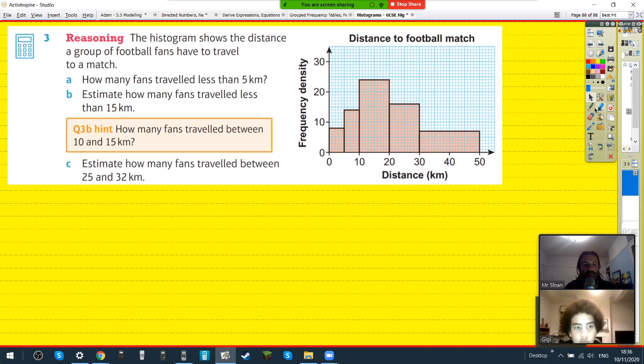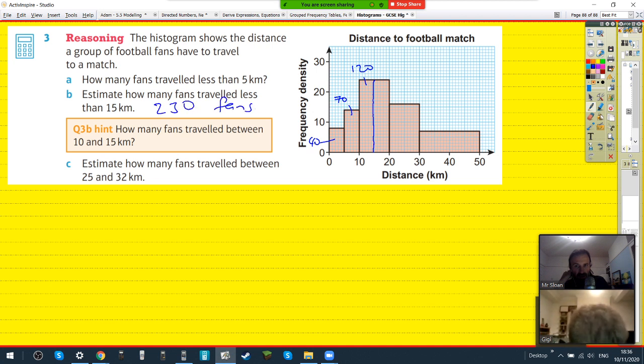Would it be 230? Let's see. So this bit here was 40. I think this bit here is 70, is it? Yeah. And then you do half of this. Is that what you did? Yeah. So that's 10 times 24. So I think that's 120, was it? Yeah. Okay, so that's 190, 230. Yeah, that's what I got.